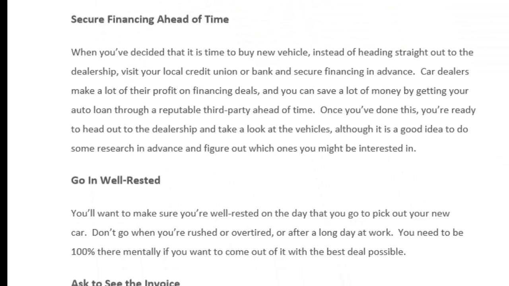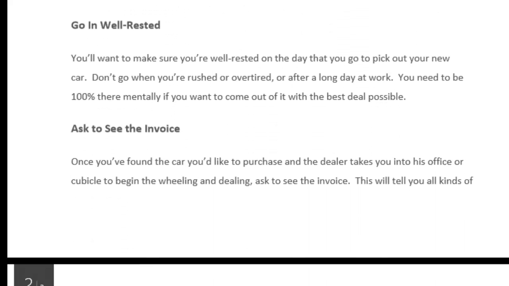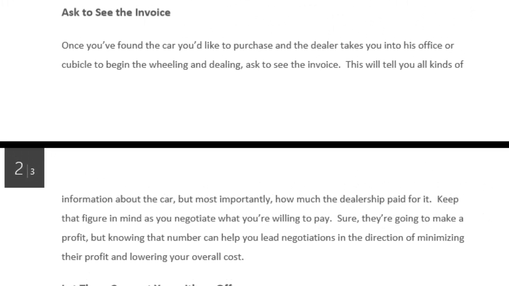The essay starts to lose me though in the body because of a lack of specific and helpful information. Securing my financing ahead of time is a good tip, so is the well-rested part, but nothing overly impressive is shared yet. The invoice section is where I really start to get annoyed with the generalities. Why doesn't the author tell me how much I should expect to pay over invoice? Just asking to see the invoice really doesn't help me a bit during negotiations unless I know what to do with it, and how much over the invoice cost I should be paying.